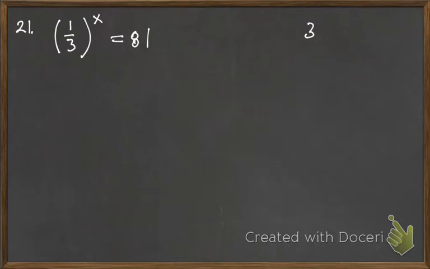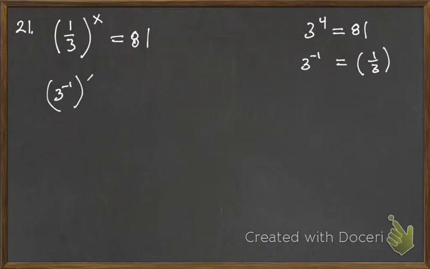Now in this one, the common base here is going to be 3, but we're going to have to work it a little bit. So 3 to the 4th is 81, and then 3 to the minus 1 is going to be 1/3. And what we're going to do here is rewrite, replacing the 81 with 3 to the 4th and replacing the 1/3 with 3 to the minus 1. So we'll go ahead and do that.